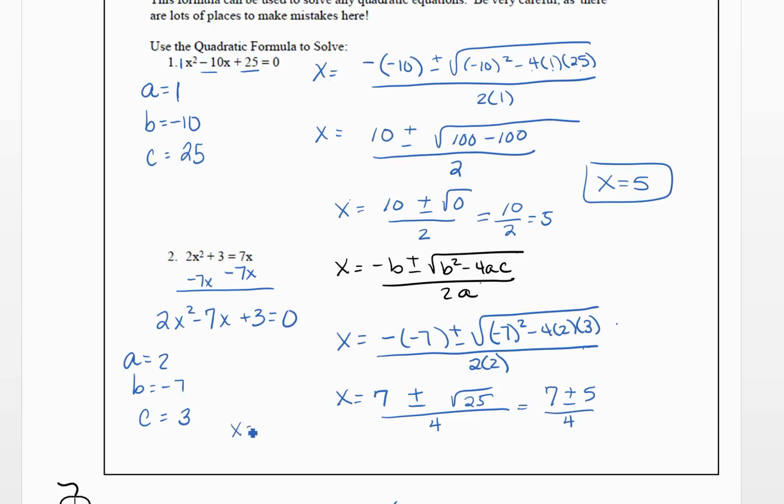So to get one solution, we'll do 7 plus 5 over 4, which will be 12 over 4, which is 3. And then we'll do 7 minus 5 over 4, which would be 2 over 4, which is 1/2. So we'd say x equals 3 or x equals 1/2. And now those would be our solutions.